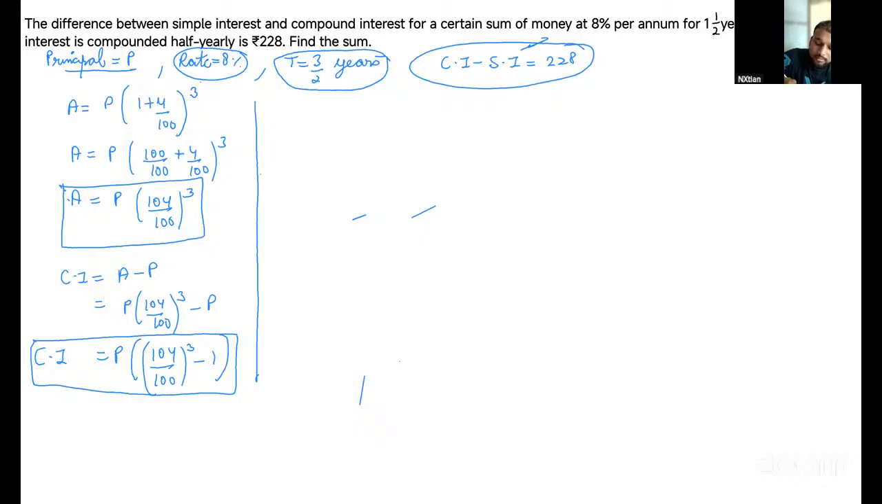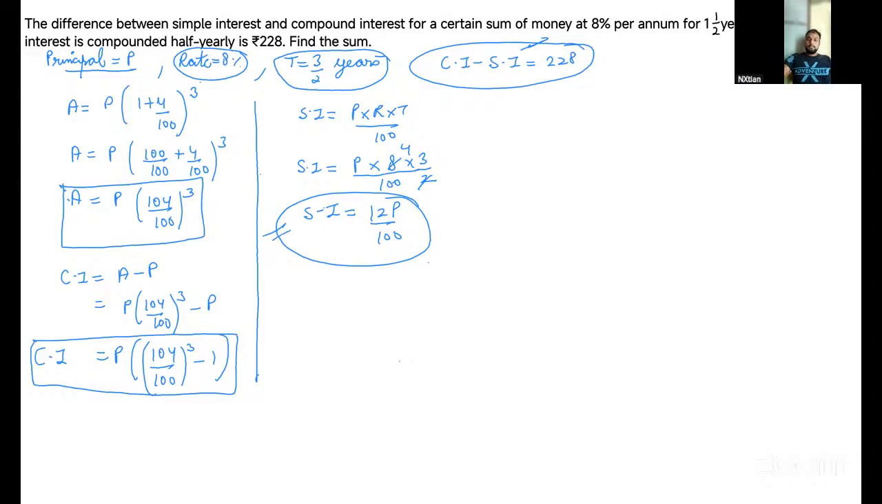Now we will calculate the simple interest. So what is simple interest? Simple interest stands for P into R into T by 100. Now the rate is 8 and the time is 3 by 2 years, upon 100. So if I calculate it, 8 with the 2 cancels, it will become 4. So SI will be 12P by 100. Did you understand what I did? Yes or no? Please tell me if there is any doubt.